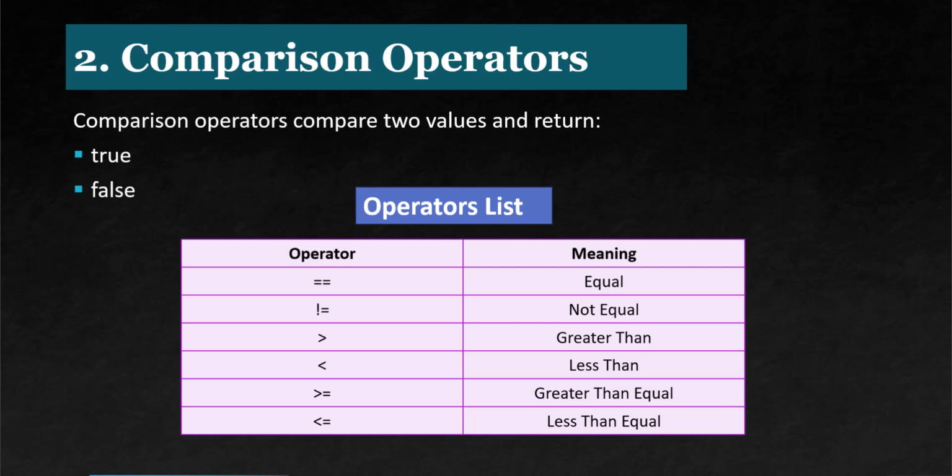After that, we have not equal to operator, greater than, less than, greater than equal to, and less than equal to. So this type of comparison operator we have in the Salesforce Apex, which is used to return the value either true or false. Now let's understand the example. For that, again let me navigate to the developer console.